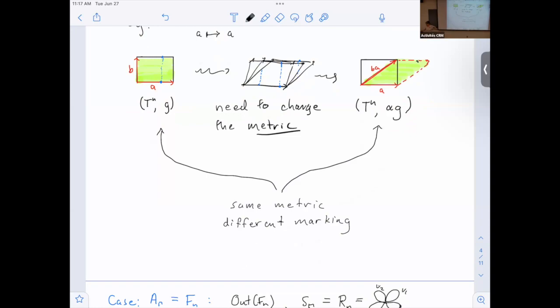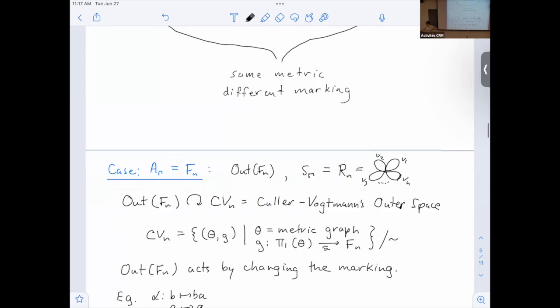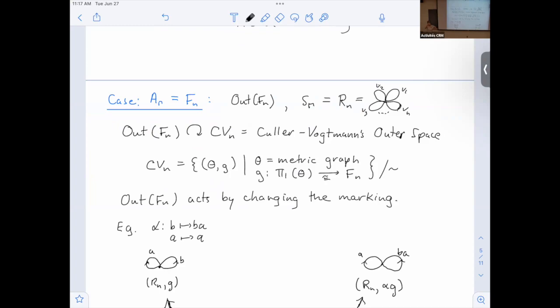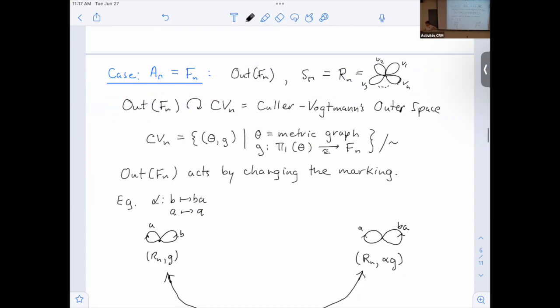Now we're going to take the case where A gamma is a free group. And now the Salvetti complex is just what's called the rose. It's just a wedge of circles. And this time we want to talk about Culler-Vogtmann's outer space. So what is Culler-Vogtmann's outer space?